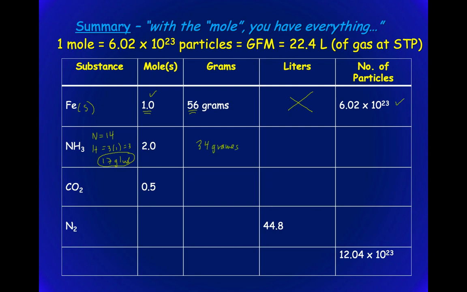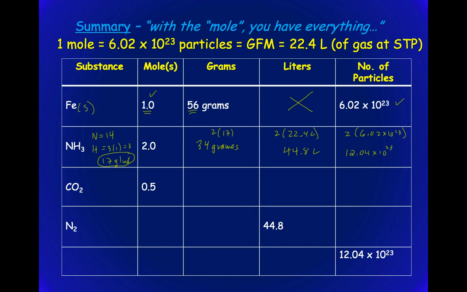And again, if I want liters of that, I would multiply by the mole, so this is really 2 times 22.4 liters because I'm multiplying out from the mole. I would get 44.8 liters. I also would take 2 times 6.02 times 10 to the 23rd, and I would end up with 12.04 times 10 to the 23rd, right?